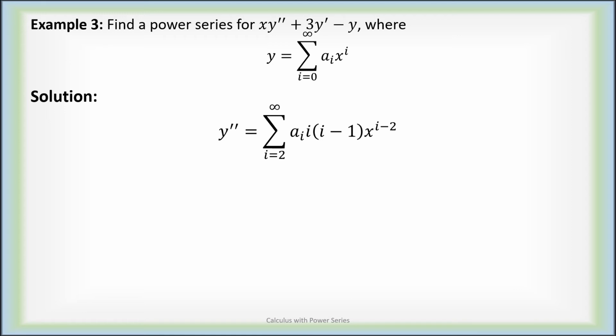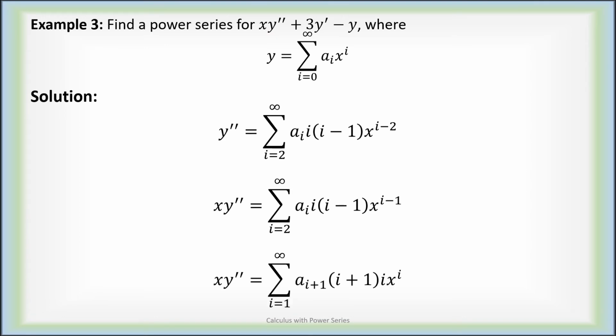Past index 2, however, I can apply the power rule. Two derivatives of x to the i will be i times i minus 1 times x to the i minus 2. Multiplying by x will increase the power of x by 1. So now that power of x is x to the i minus 1. So now we have a series representation for xy double prime.